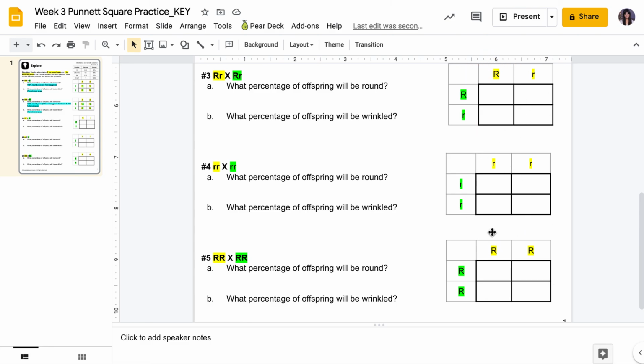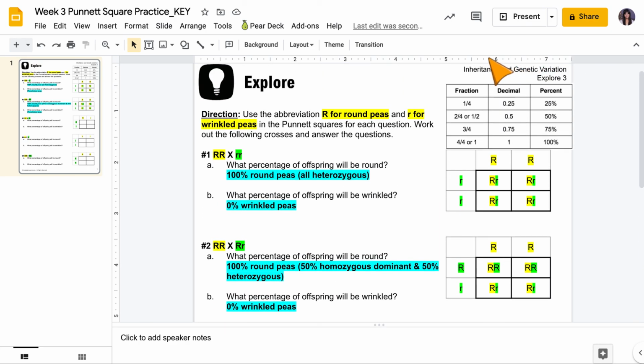How would the Punnett square look like? What would the percentage be? For the percentage, feel free to refer to the diagram on the upper right hand corner.